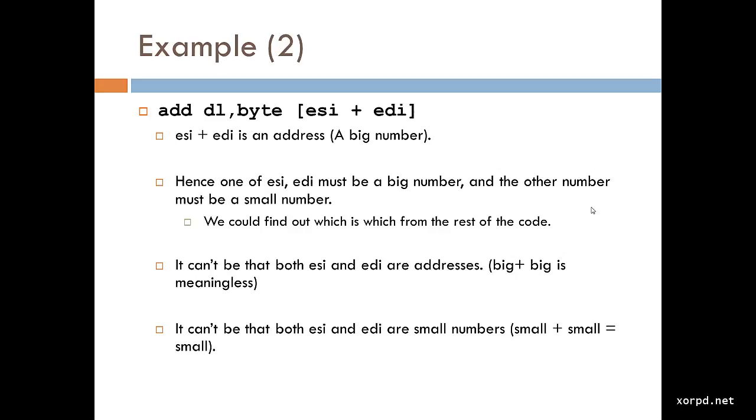I want to refer to the example that we had in the beginning, add DL, byte [ESI plus EDI]. ESI plus EDI is an address, or a big number. We know it because we use this quantity to refer to memory. Hence, one of ESI or EDI must be a big number, and the other must be a small number. We could find out which is which from the rest of the code. We cannot infer everything just from this line, but we could know that one of ESI and EDI must be a big number, and the other one must be a small number. And why is that? It can't be that both ESI and EDI are addresses, because big plus big results in a meaningless quantity. It also can't be that both are small numbers. That is because small plus small equals small, or offset plus offset equals offset. We can't get an address from two offsets.